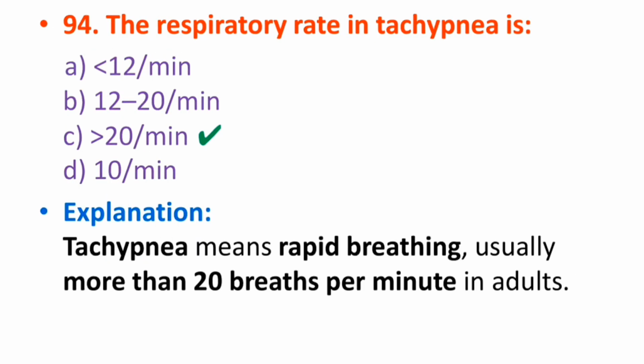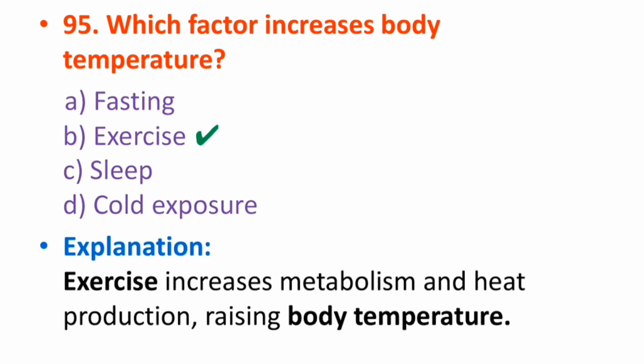The respiratory rate in tachypnea is option A, less than 12 breaths per minute. Option B, 12 to 20 breaths per minute. Option C, about 20 breaths per minute. Option D, 10 breaths per minute. The correct answer is option C, about 20 breaths per minute. Tachypnea means rapid breathing, usually more than 20 breaths per minute in adult.